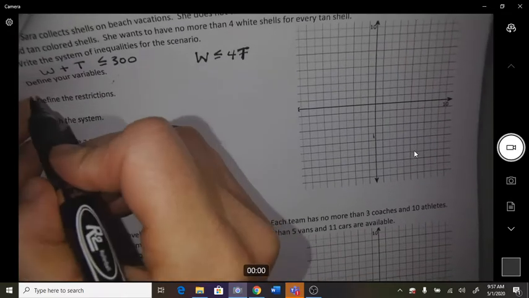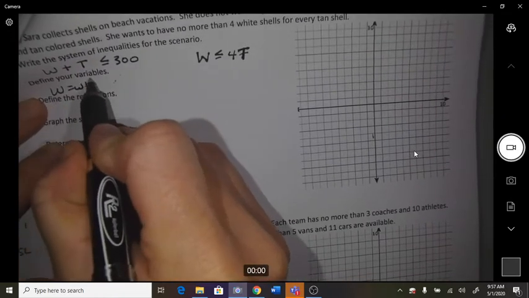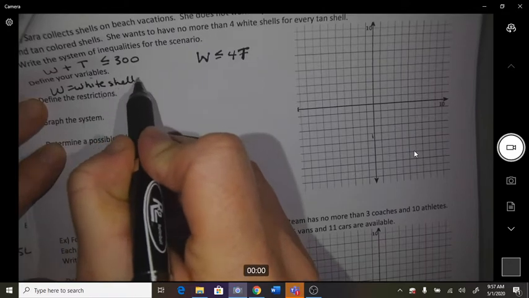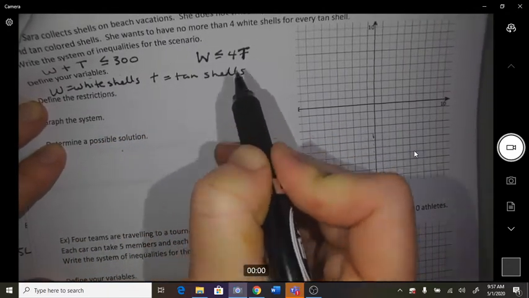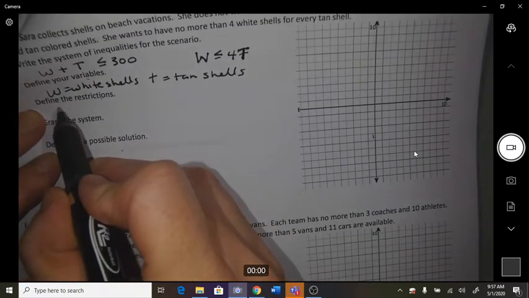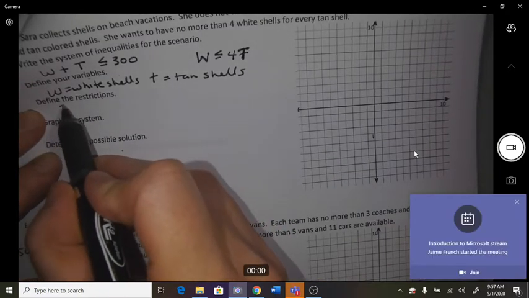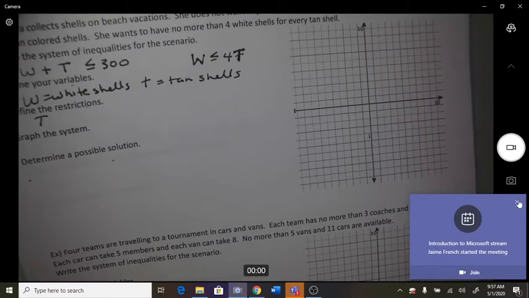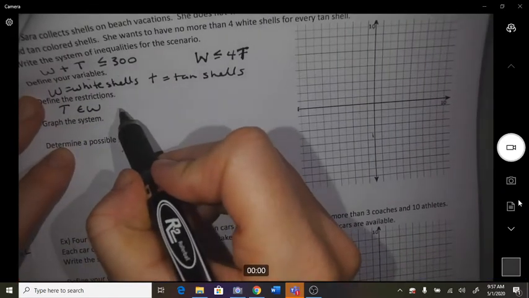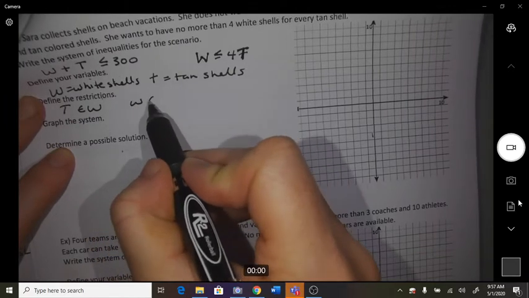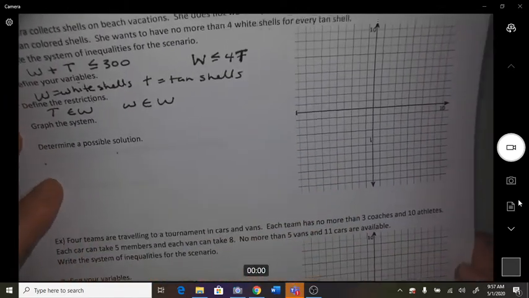Okay, defining your variables. So W equals white shells. T equals tan shells. The restrictions is that they have to be whole numbers. Okay, you can't have like 2.5 shells. Graph.